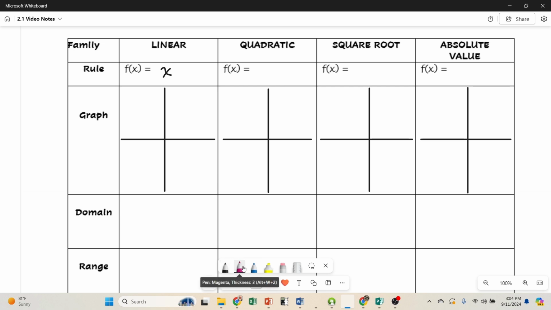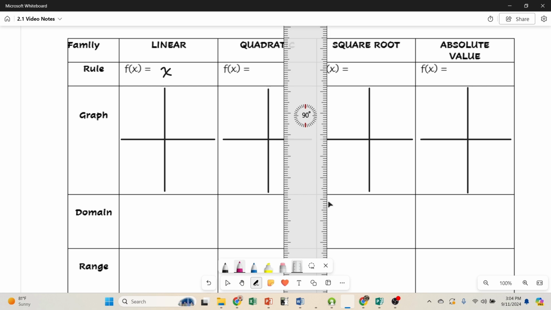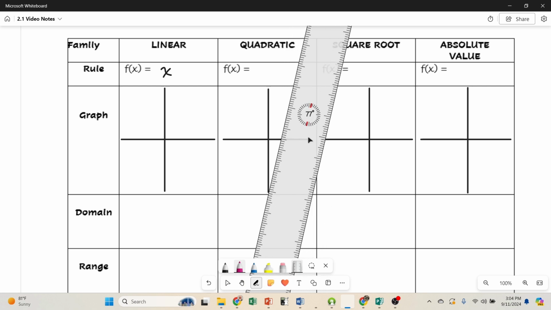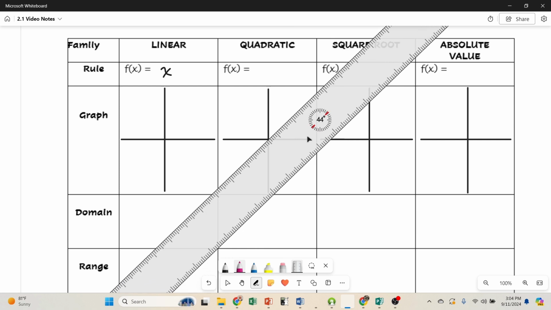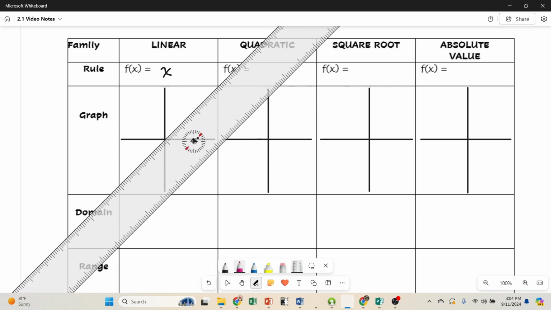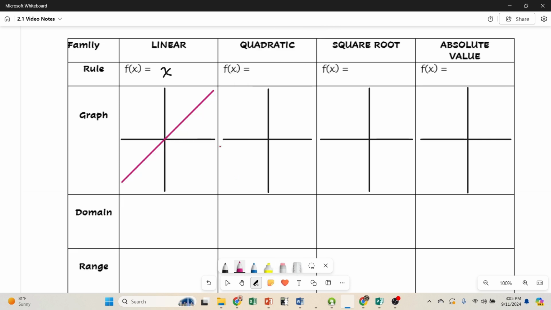So basically this is nothing more than a line that matches up. It's on a 45-degree angle, so we're just going to put this here on our graph. And so the graph of linear functions is always a line. And in this case, this is the parent function, just f of x equals x.